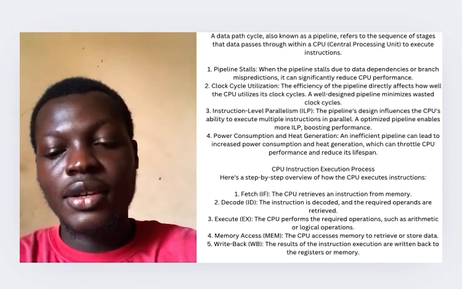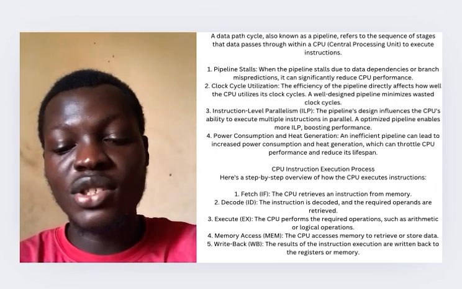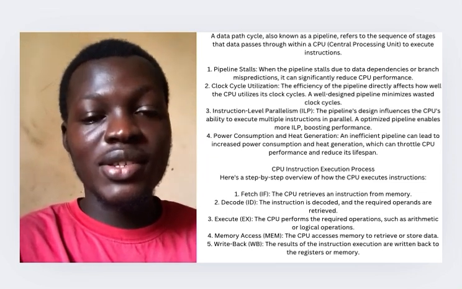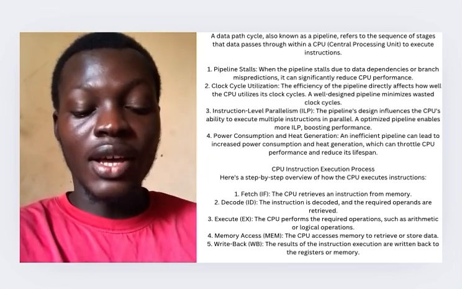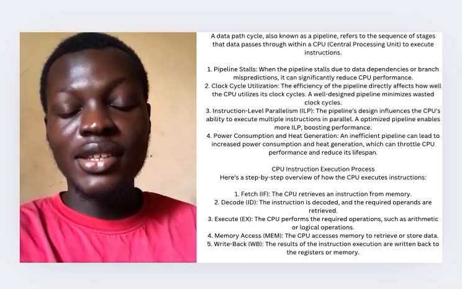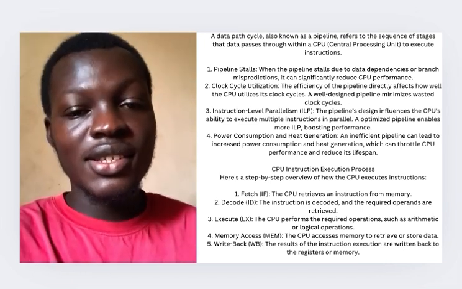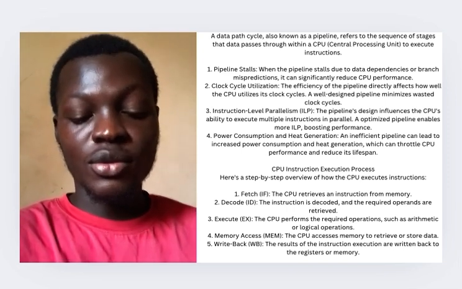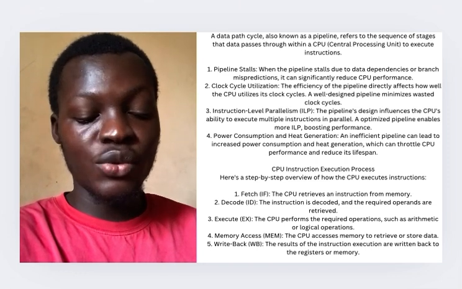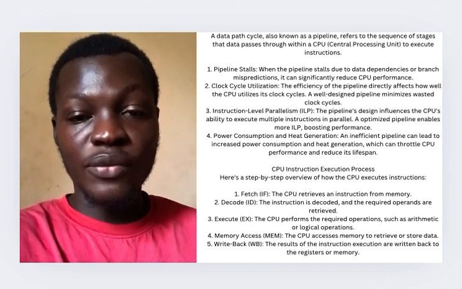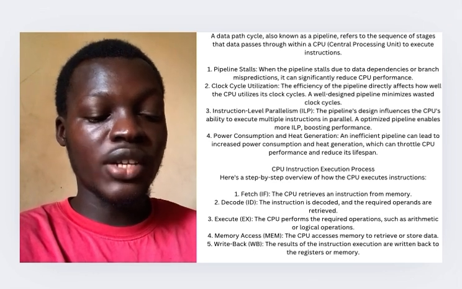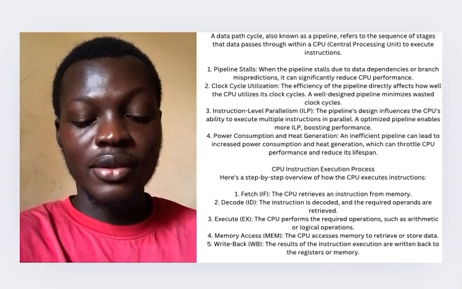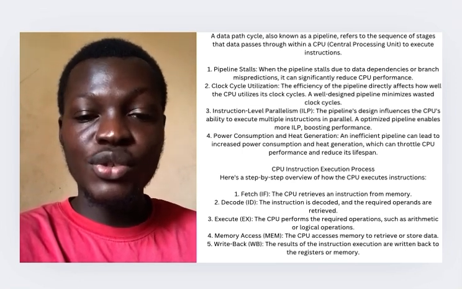I'm here to present why the data path cycle has a huge impact on CPU performance. And then another question: how does the CPU fetch, decode, and execute instructions? So let's take the first one. We say that the data path cycle, or the pipeline, plays a crucial role in determining the CPU's performance. So let's look at four key ways in which the data path cycle impacts the CPU's performance.